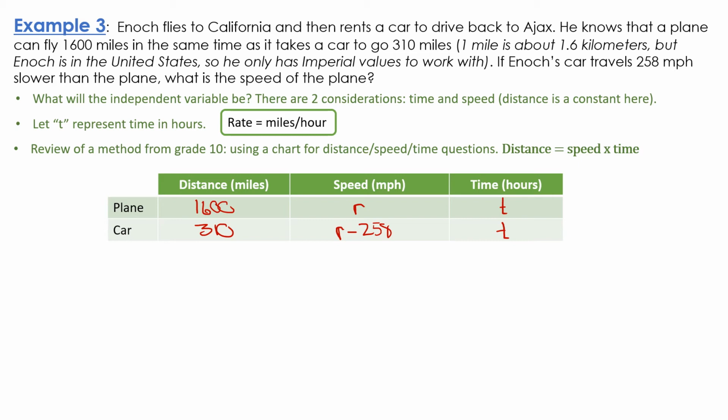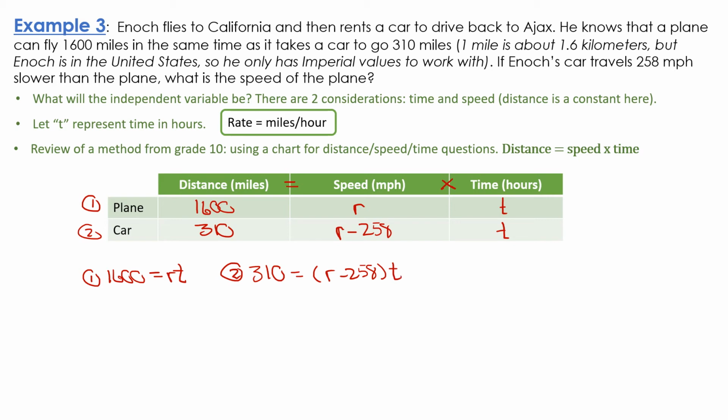Let's look at this. I'm going to set my equation: distance equals speed times time. I have two equations here. The plane equation, let me do that one first. That plane equation is 1,600 equals R times T. Then I've also got a second equation for the car. So you see how we're back in grade 10 here? Maybe you remember what's going to happen next. 310 equals R minus 258 times T.